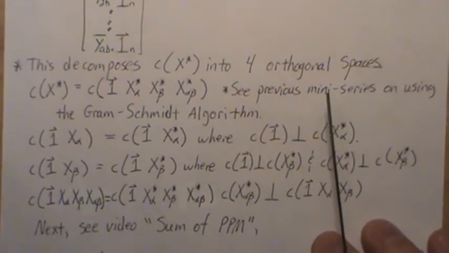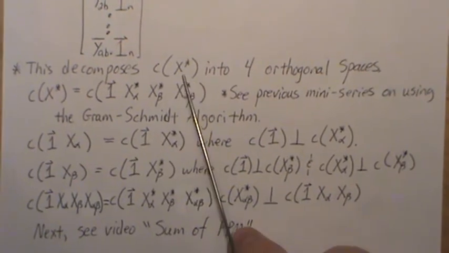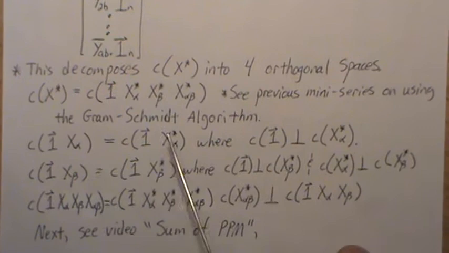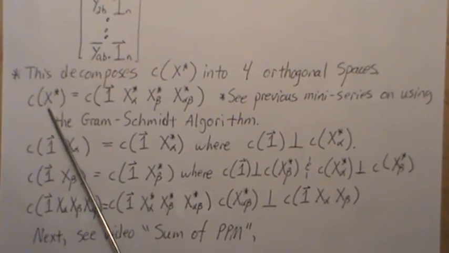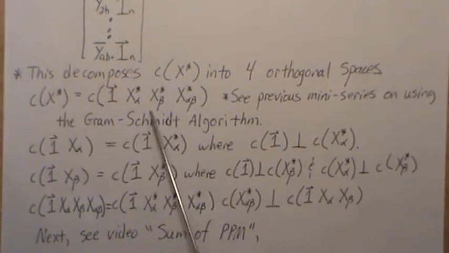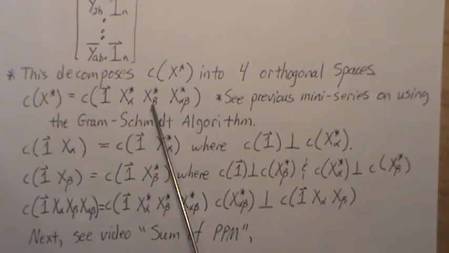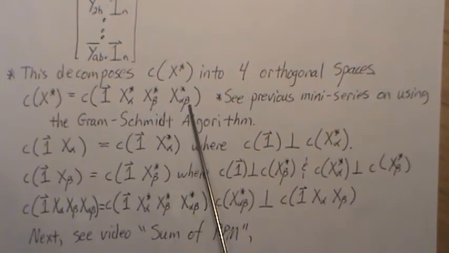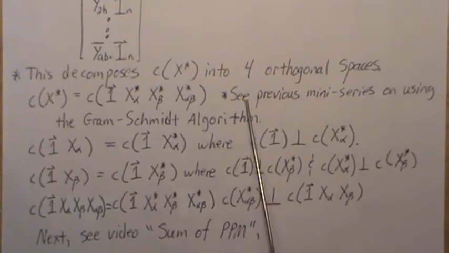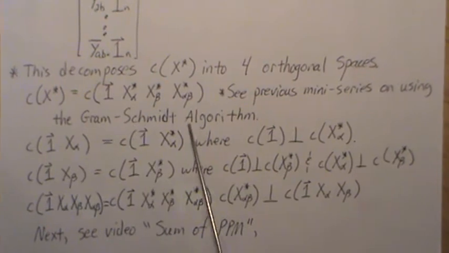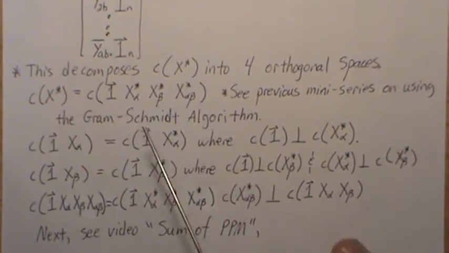Now what we've done decomposes the column space of X star into 4 orthogonal spaces. So the column space of X star can be thought of as this: the column space of 1, X alpha star, X beta star, X alpha beta star. And I'm going to point you back to the previous mini-series where we used the Gram-Schmidt algorithm to create this.